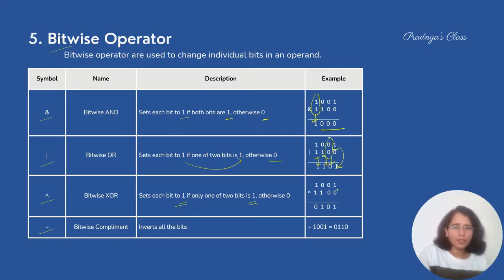And what about XOR? We need any 1 bit to be 1, so the answer will be 1. Here also we have 1 bit 1, so the answer is 1. In other cases we have the answer 0. And the bitwise complement operator will negate or invert the value. If it is 1, it will be 0, and if it is 0, it will be 1. In this way we got this result. So we studied the bitwise operator. It is used to work on binary numbers.